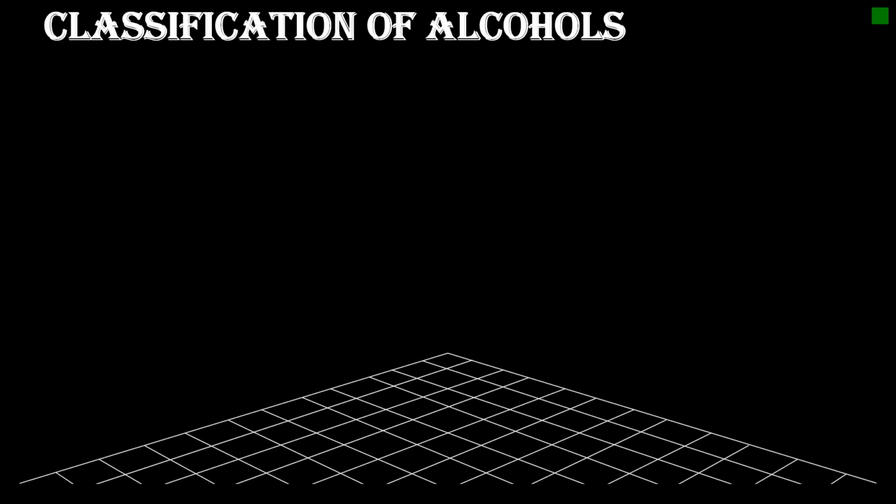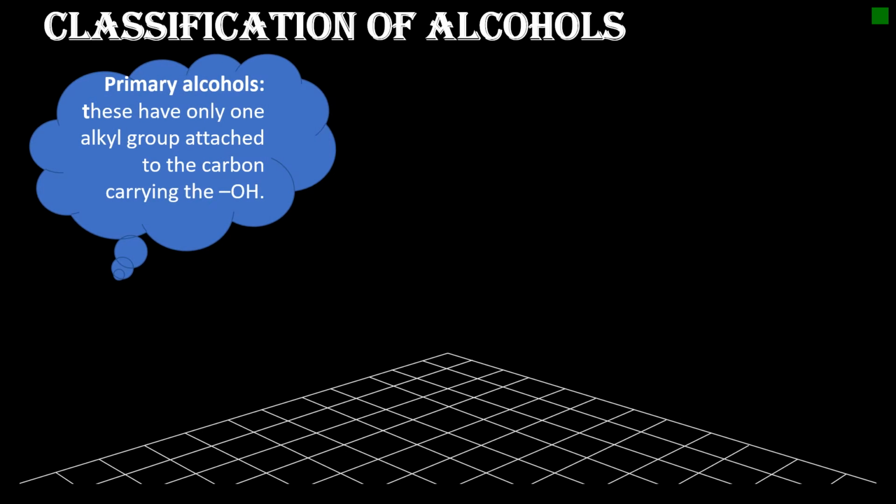Classification of alcohols. We can classify alcohols in different ways, but the main classification is based on the type of carbon on which the OH group is attached. Here the main classes of alcohols are primary, secondary, and tertiary alcohols. Let us start from primary alcohols. These have only one alkyl group attached to the carbon carrying the OH group.